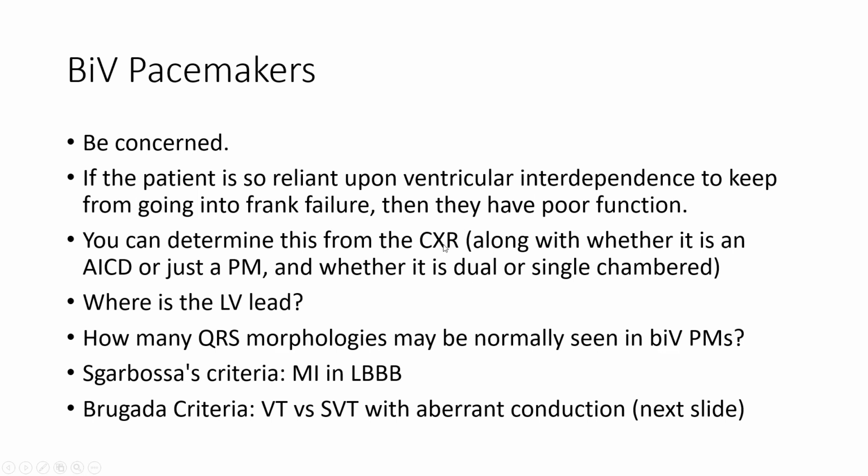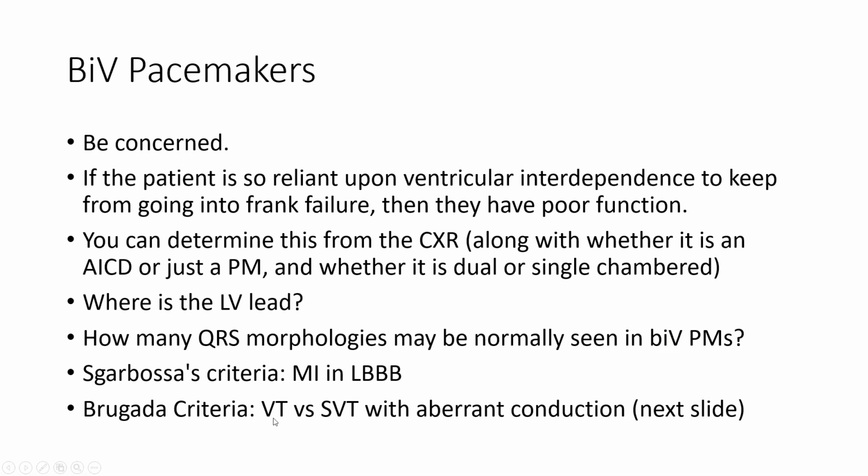You can determine this from the chest X-ray. We'll talk about it. You should think through where the LV lead is. It's not in the cavity of the LV, right? It's in the coronary sinus. There are lots of QRS morphologies you might see because these things happen independently. And then there are criteria you should have in your mind. MI and left bundle is a huge deal, because most pacers, not bi-V, but regular pacers, have a left bundle pattern. So it's hard to diagnose MI, and you need to be aware that Sgarbossa's criteria exist, really.